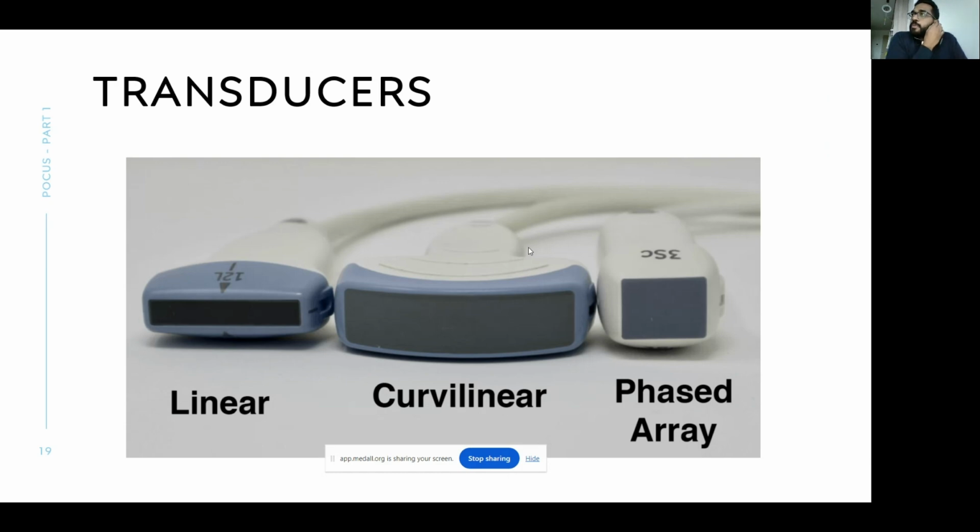Next, I want to talk about the transducers, the basic things that we use to send the ultrasound into the tissue. There are different types of transducers, but in point of care ultrasound, we are going to be dealing with these three workhorses: the linear transducer, the curvilinear transducer, and the phased array. Now, from the image, it is very clear why they are called linear and curvilinear. We'll come to phased array in the end.